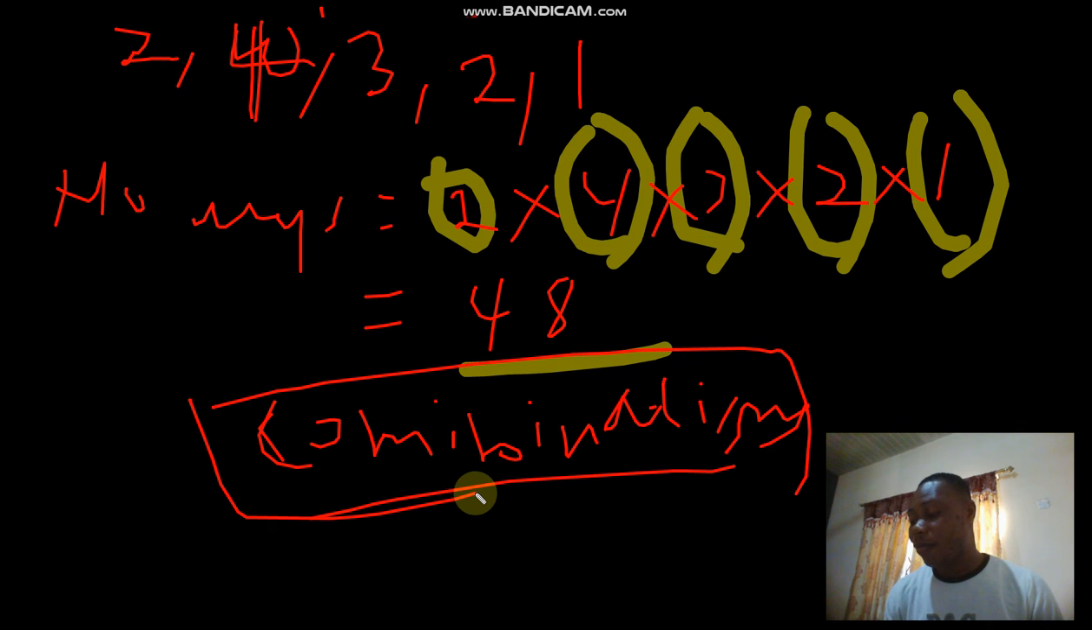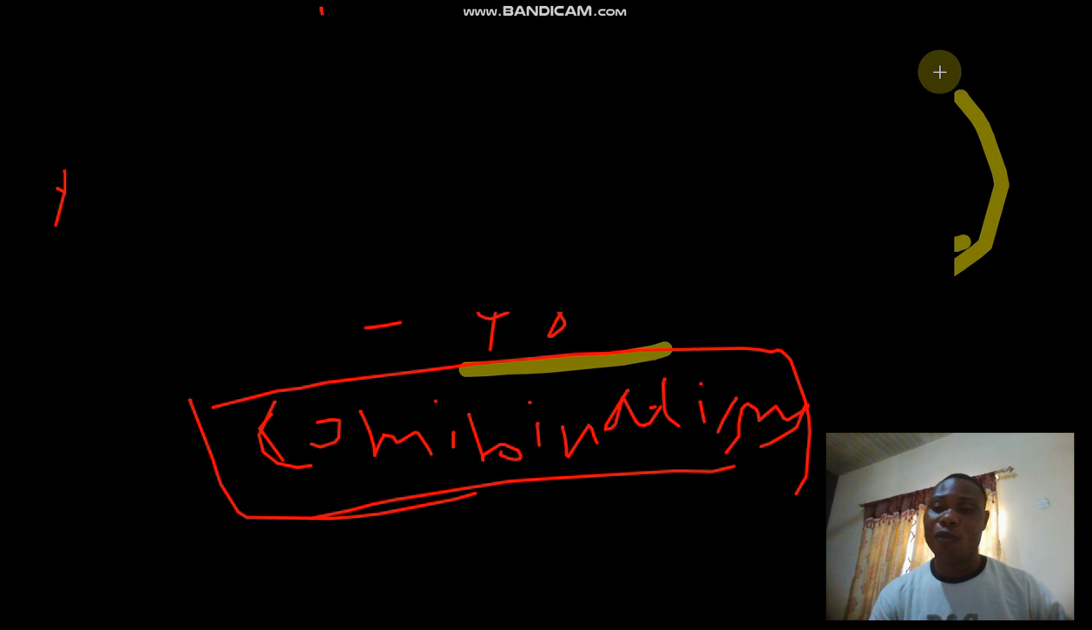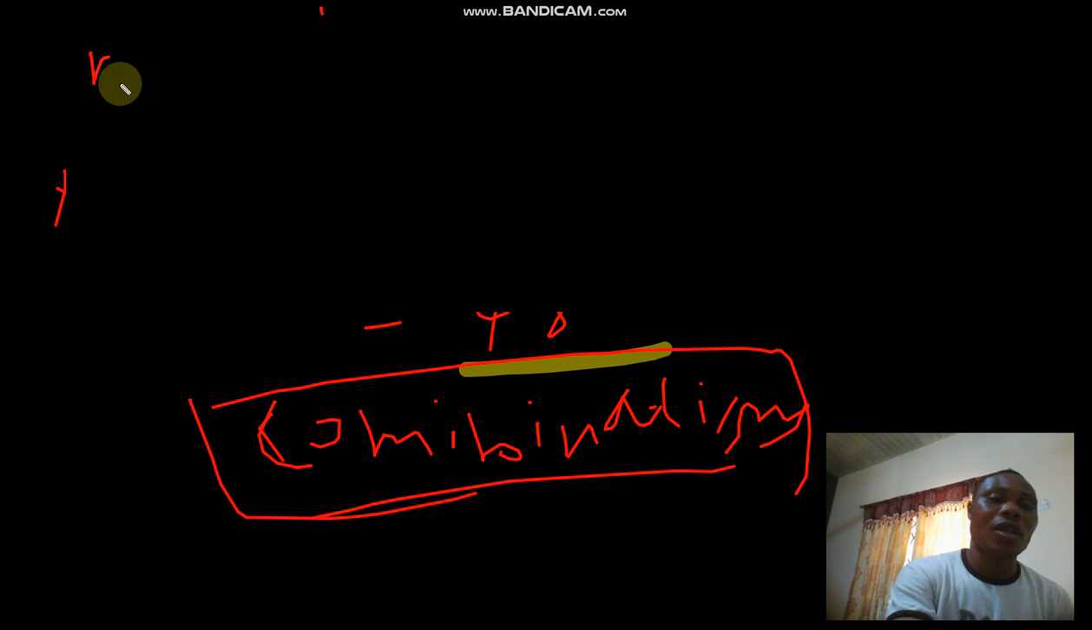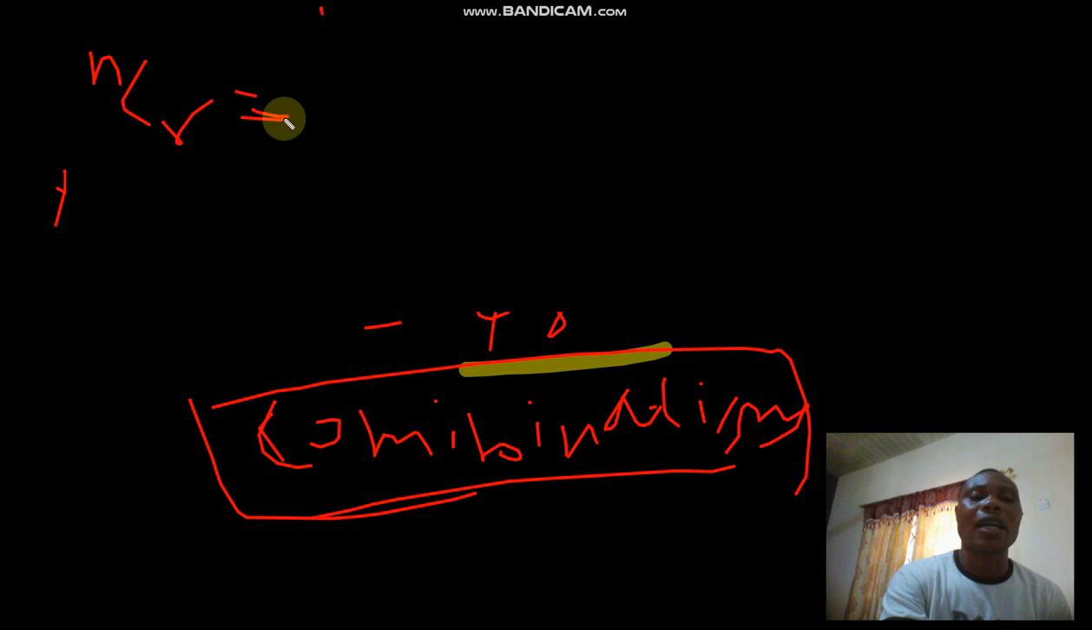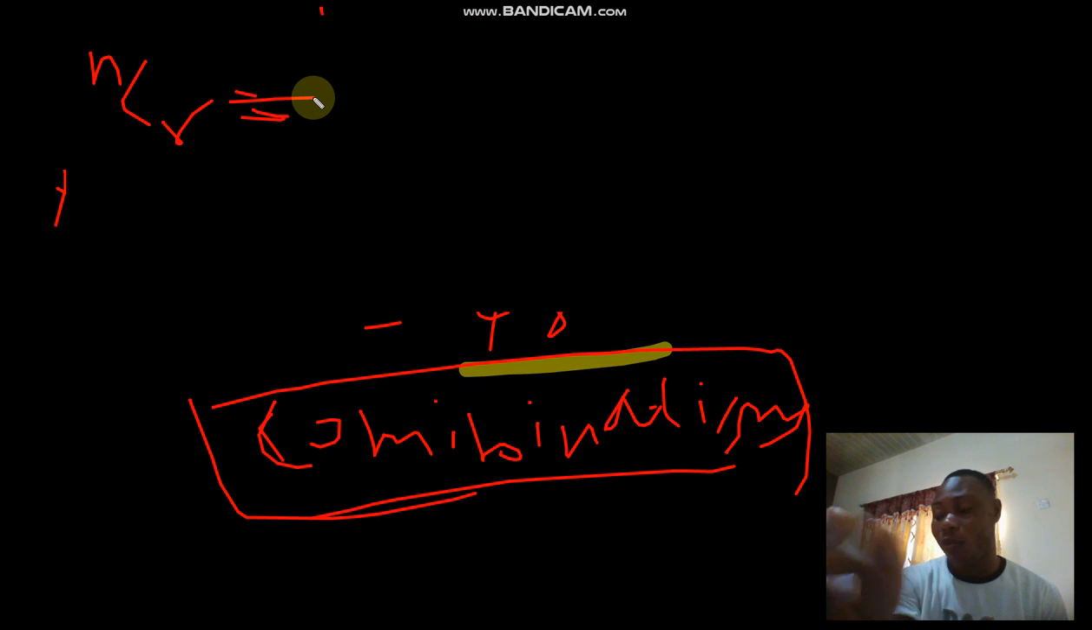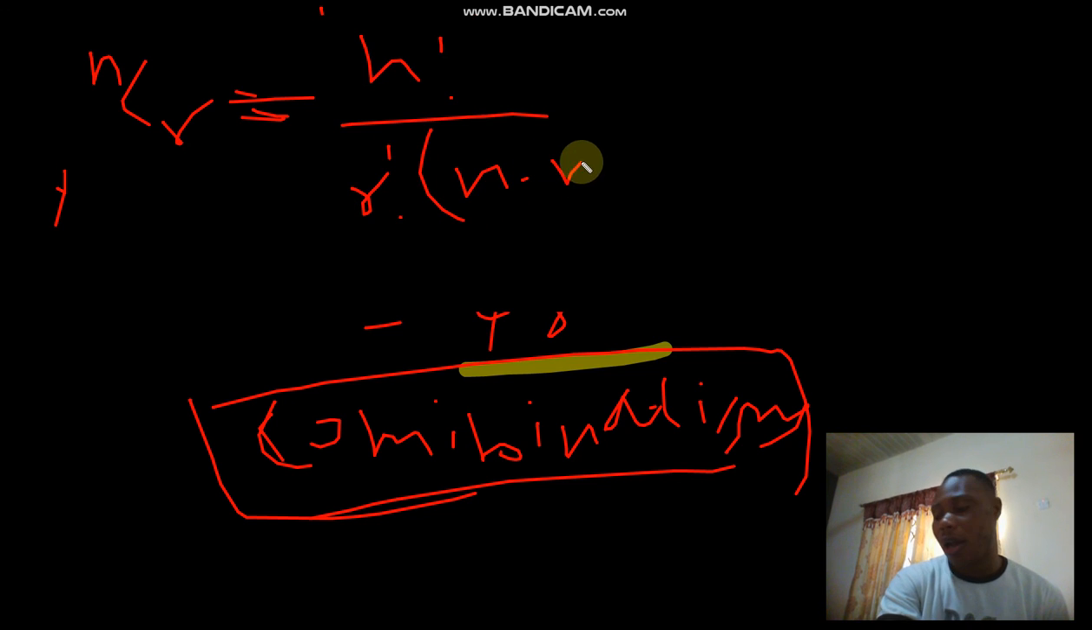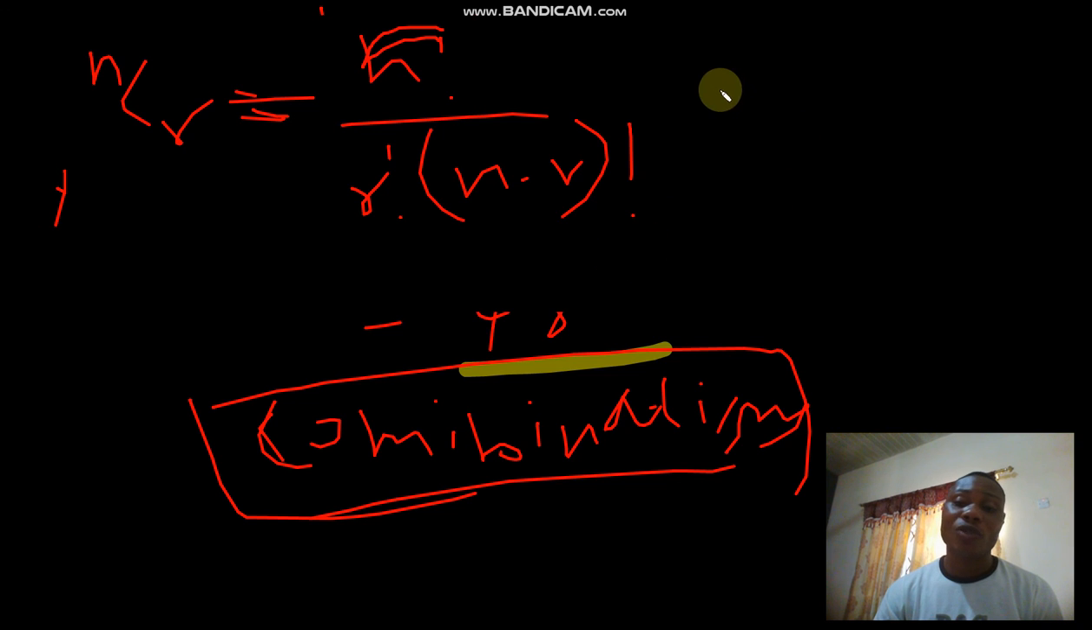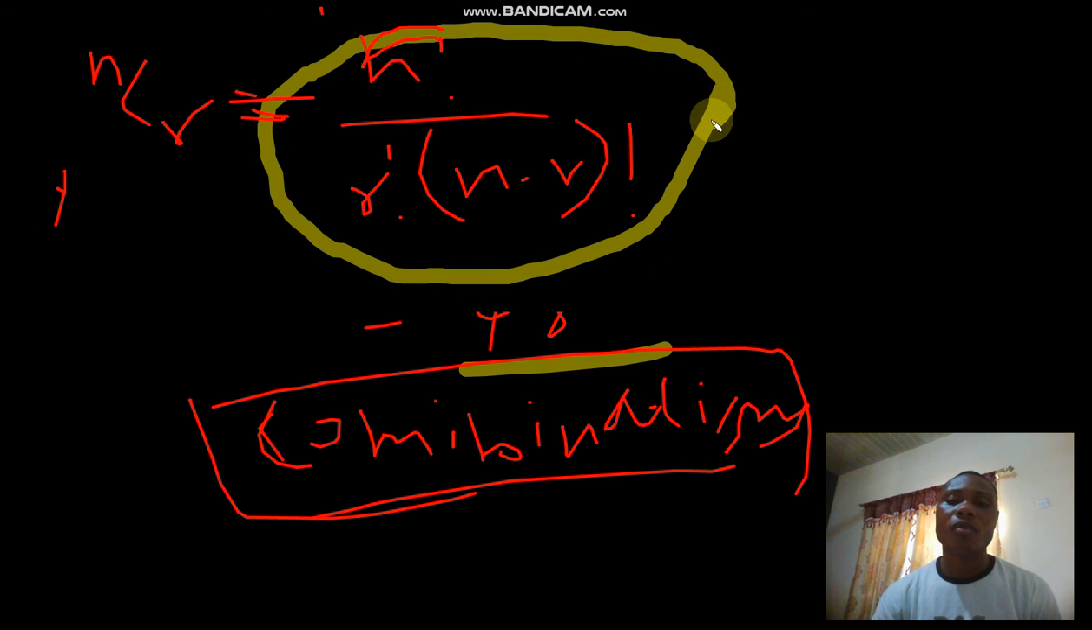Let me just give you a short appetizer for what we are coming to do in the next video. We are going to look at n combination r. That's the formula for finding combination: n factorial over r factorial times (n minus r) factorial. You see, this looks similar to permutation. The only difference is that here order is not really important.